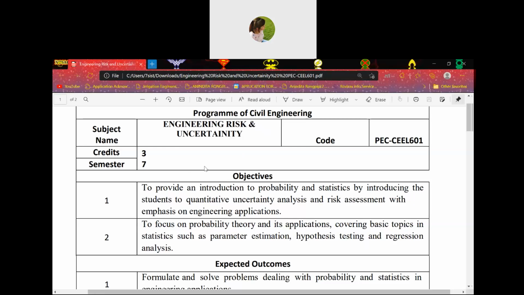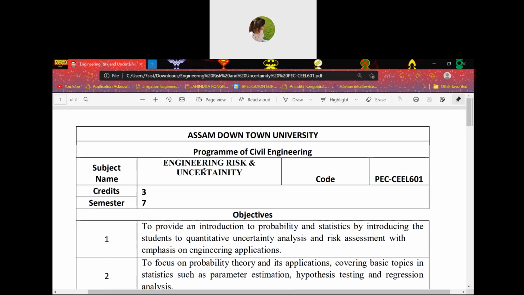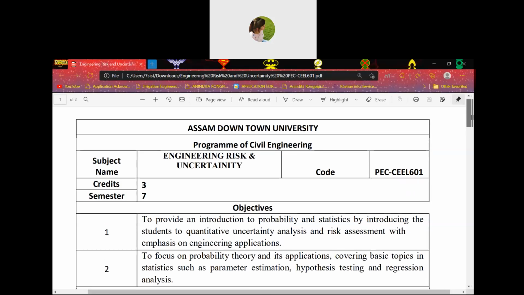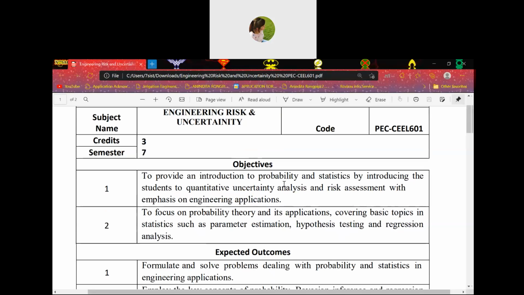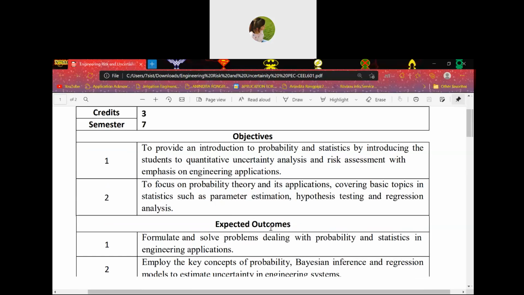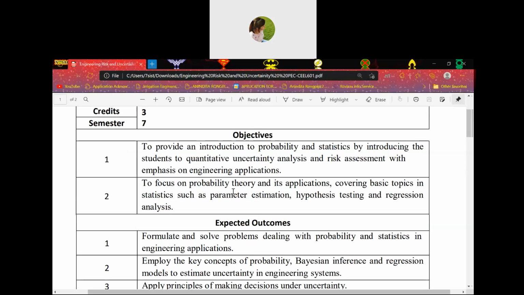For that reason, this subject is incorporated by the university according to the new AICTE module. So here we'll see how probability and statistics, uncertainty analysis and risk assessment work, and how you will assess the different risk factors on different engineering applications. Next, number 2 is to focus on probability theory and its applications.